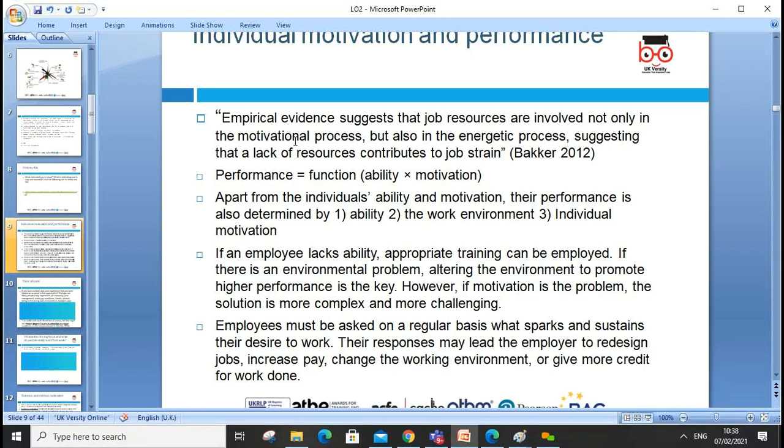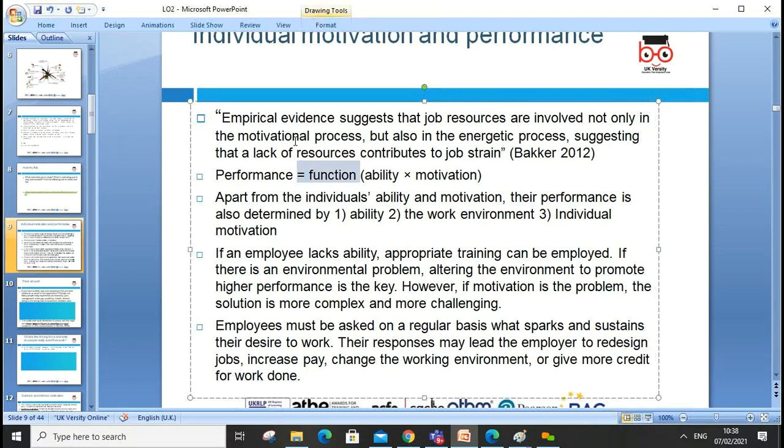Okay, next we're looking at motivation. There is a lot of evidence suggesting that performance is always a function of ability and motivation. If your staff are not motivated, they do not give you the performance. So that's why motivation is a very important and crucial element in the success and failure of an organization. So we have to make sure our staff are well motivated.